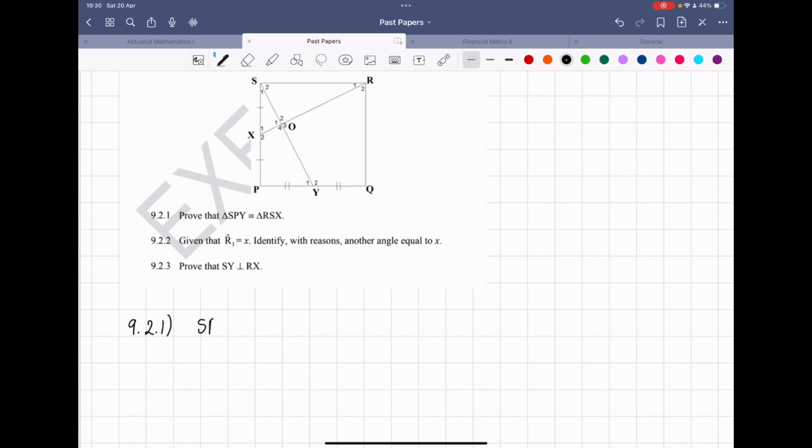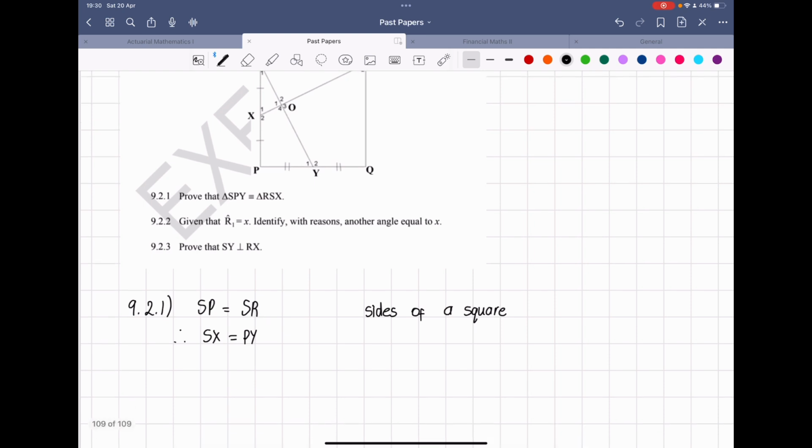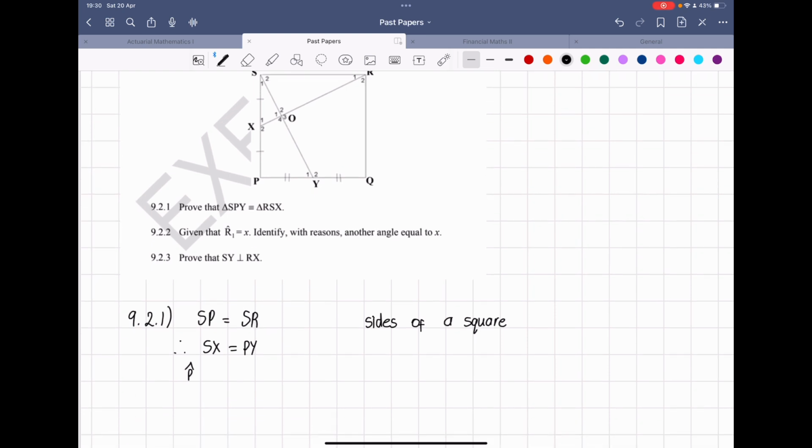So first, SP equals SR, and that's sides of a square. And therefore, SX equals PY, and it's for the same reason. Then angle P is equal to angle S is equal to 90 degrees, and that's because of vertices or angles in a square, let's say.